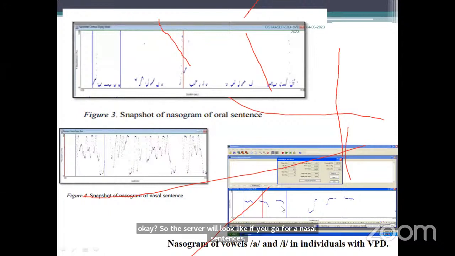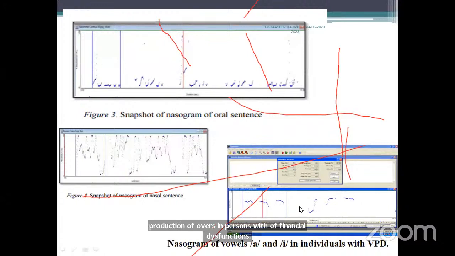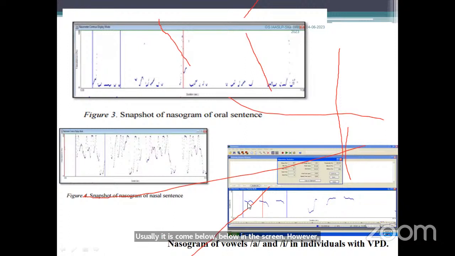In case of production of vowels in persons with velopharyngeal dysfunction, what you see here is I and E. Usually it comes below in the screen. However, if you see it here, it is indicating hypernasality. Because we would be recording a number of stimuli, you have to just select the area which you are interested in. If you click statistics, it will give you the mean, minimum and maximum nasalance and percentage.